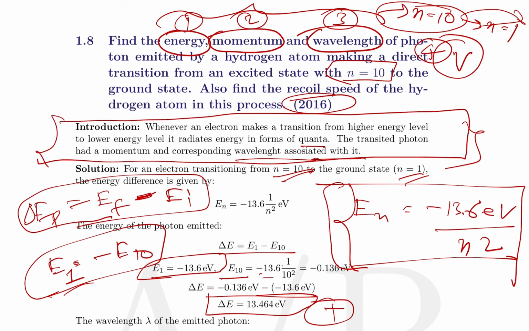Now you will tell us in the comments what is the significance of this delta E being positive. Why is this positive sign coming and what is its significance? You have to be proactive and you would be answered in the comment section only.